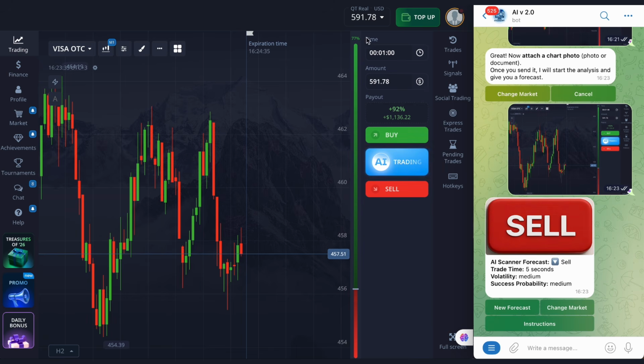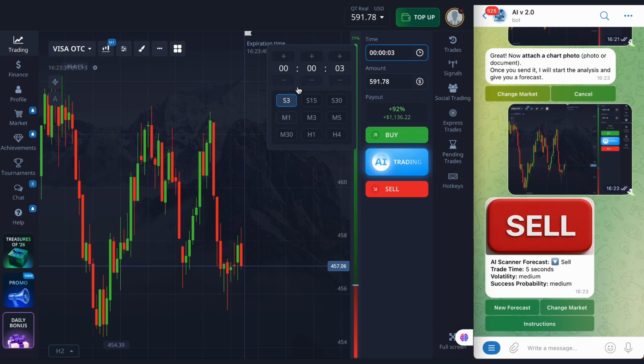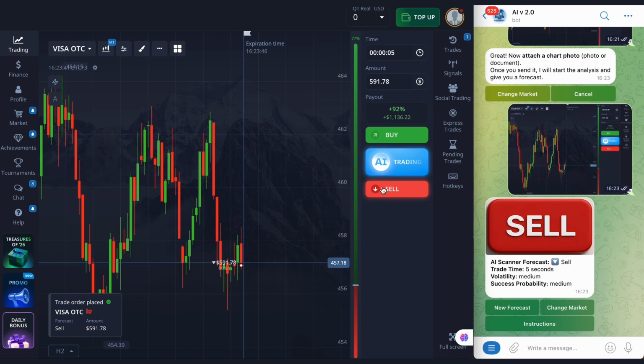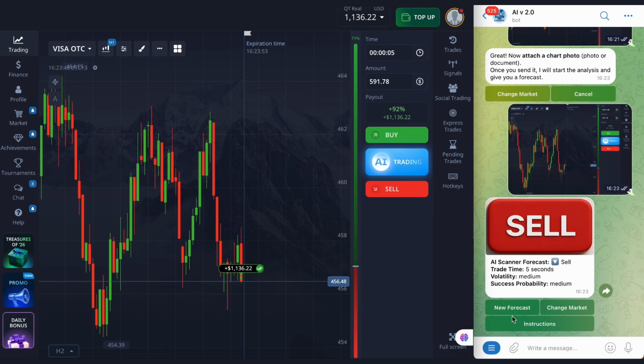It's gonna be a 5-second sell. That's gonna be our last trade for today. Setting my timer on 5 seconds and executing a sell order for this trade. Holding on tight to see how this is gonna play out. 2 seconds left on the timer, 1 second, and here we go. Yes, ladies and gentlemen, we just hit our $1,136.22. That's gonna be our last trade for this session.